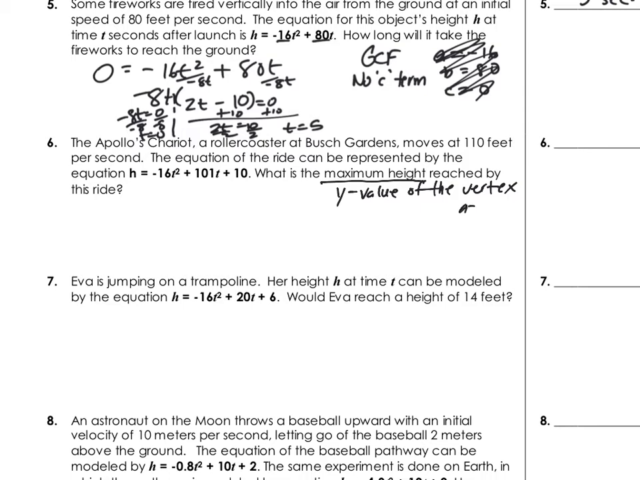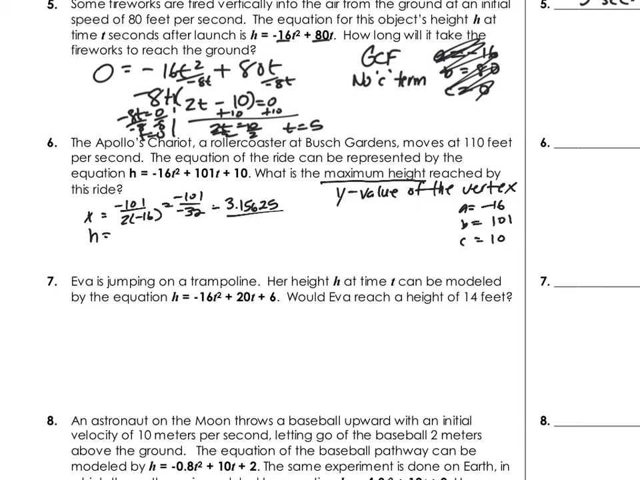Okay. All right, so we need to find the x value first. So A equals negative 16, B equals 101, C equals 10. And we just set up the axis of symmetry formula. Negative 101 divided by 2 times A. That's negative 101 divided by negative 32. Get my calculator out. That is 3.15625. And anytime I'm doing problems like this, I kind of like to use the full decimal as long as it's not too long. This one's pretty long, but I'm going to stick with it.